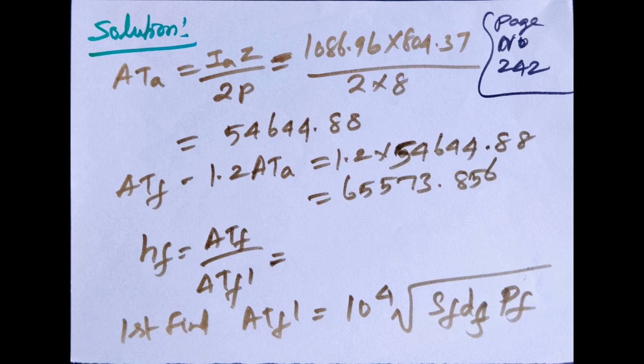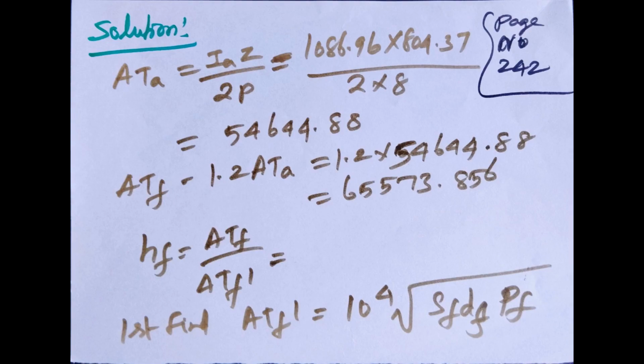Capital ATa is equal to Ia divided by 2P, which is 1086.96 into 804.37 divided by 2 into 8. ATa value is equal to 54644.88. ATf is equal to 1.2 ATa, which is 1.2 into 54644.88. ATf value is equal to 65573.856. Hf is equal to ATf divided by ATf dash.